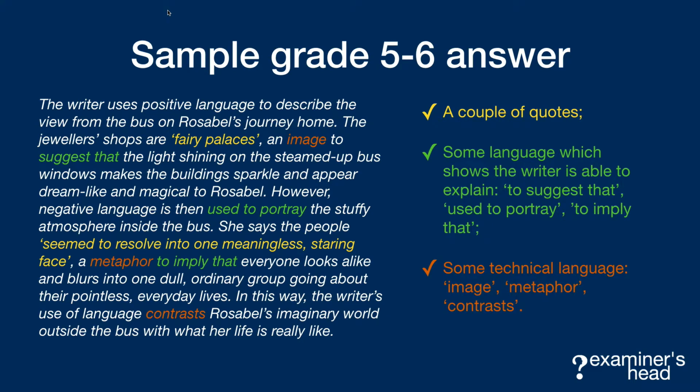And then there's some technical language: an image, metaphor, and using words like contrasts. These are sort of technical terms that show that you're ticking that second half of the AO2 box. So it's a pretty good answer. And also that last sentence, "in this way, the writer's use of language", it's like you're summarising at the end of the paragraph everything that you've said in that paragraph.